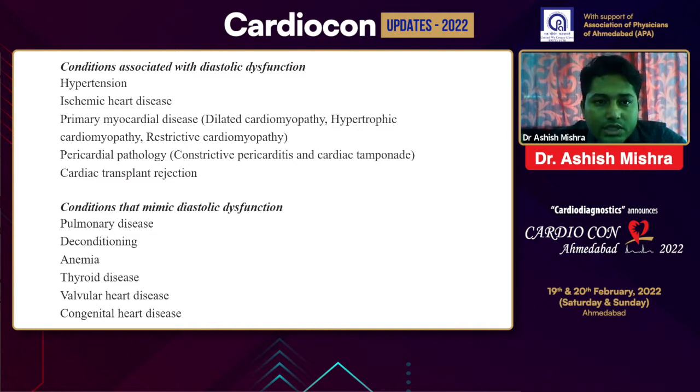Conditions associated with diastolic dysfunction are hypertension, ischemic heart disease, and primary myocardial disease in the form of dilated cardiomyopathy, hypertrophic cardiomyopathy, and restrictive cardiomyopathy, and also pericardial pathologies like constrictive pericarditis and cardiac tamponade. Conditions that mimic diastolic dysfunction are pulmonary disease, deconditioning, anemia, thyroid illness, valvular heart disease, and congenital heart disease.